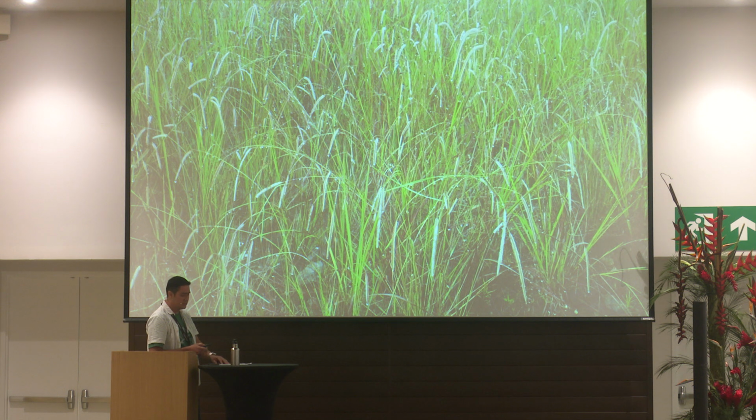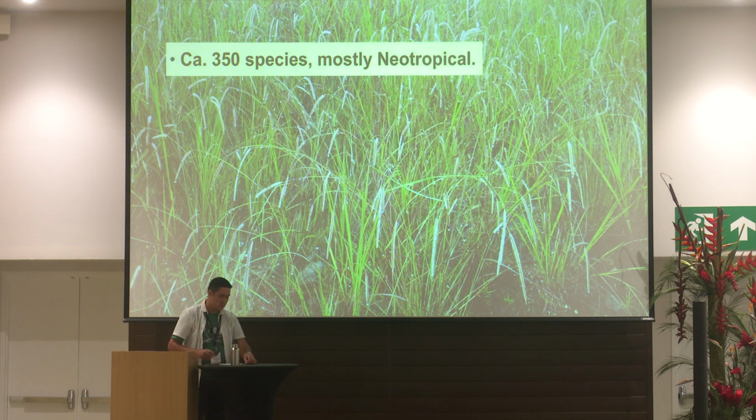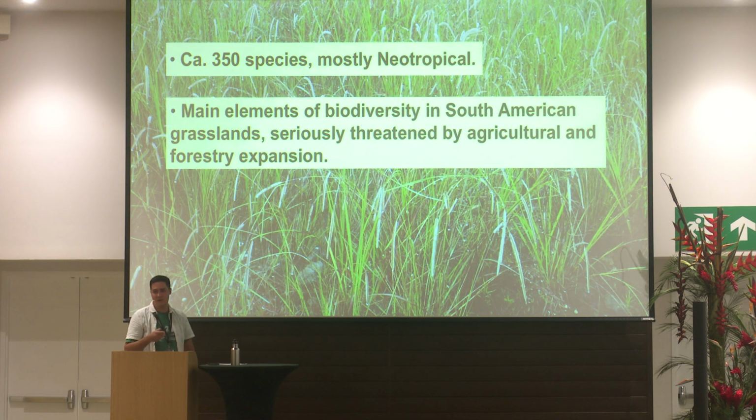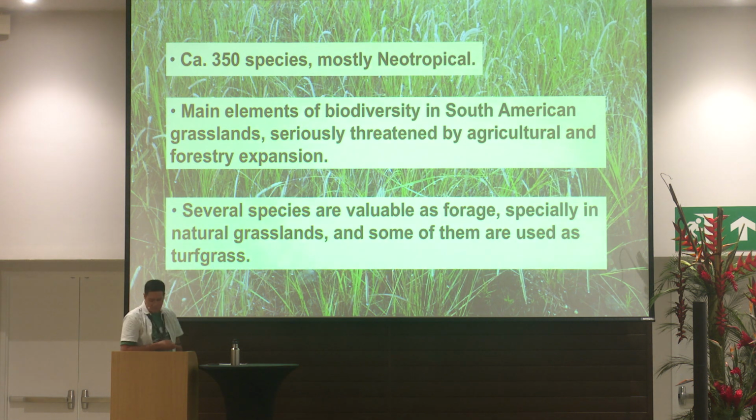So the genus Paspalum comprises about 350 species, and most of the species are confined to the neotropics. The species of Paspalum are main elements of the biodiversity in South American grasslands, and they are seriously threatened by agricultural and forestry expansion. Also, several species of Paspalum are available as forage, especially in natural grasslands. We can exemplify this with the pampas in Brazil or the paramos, etc. And some of them are used as turfgrass.